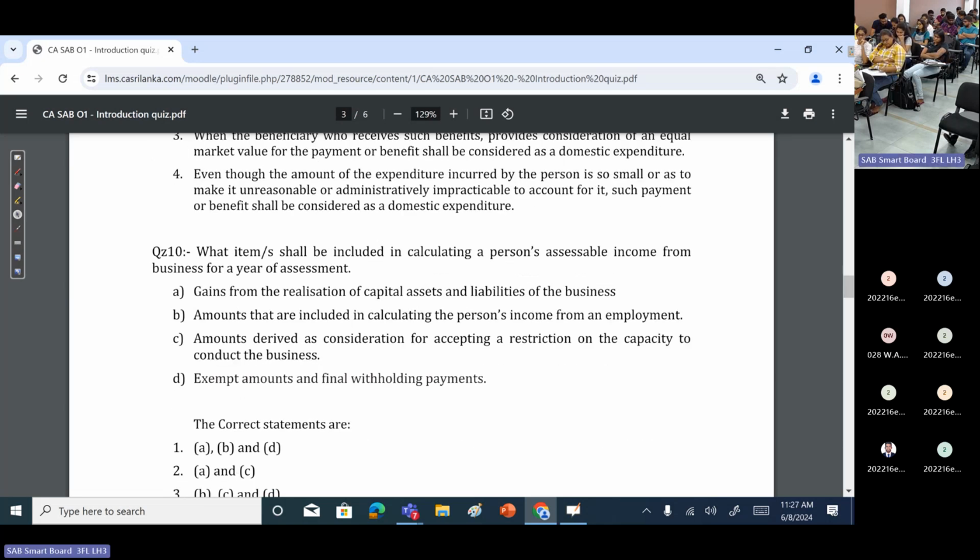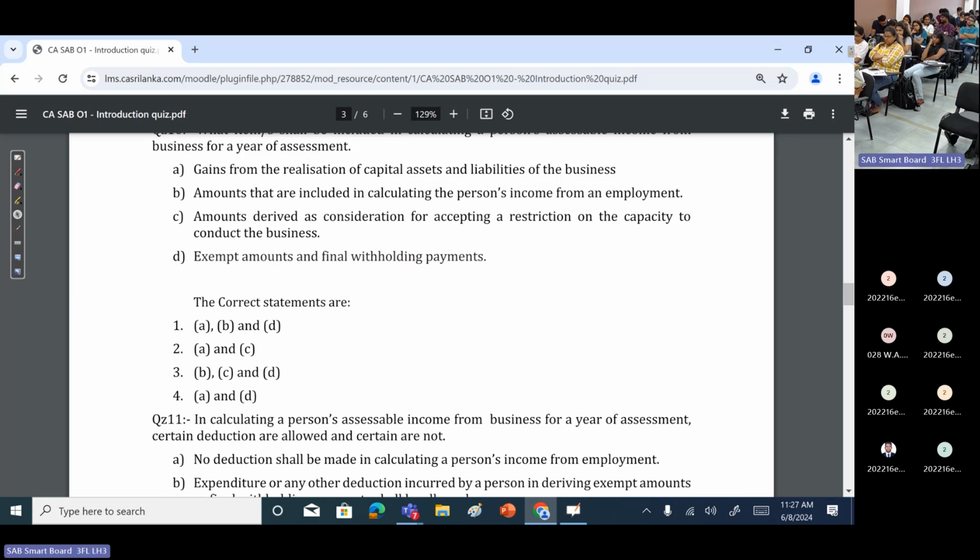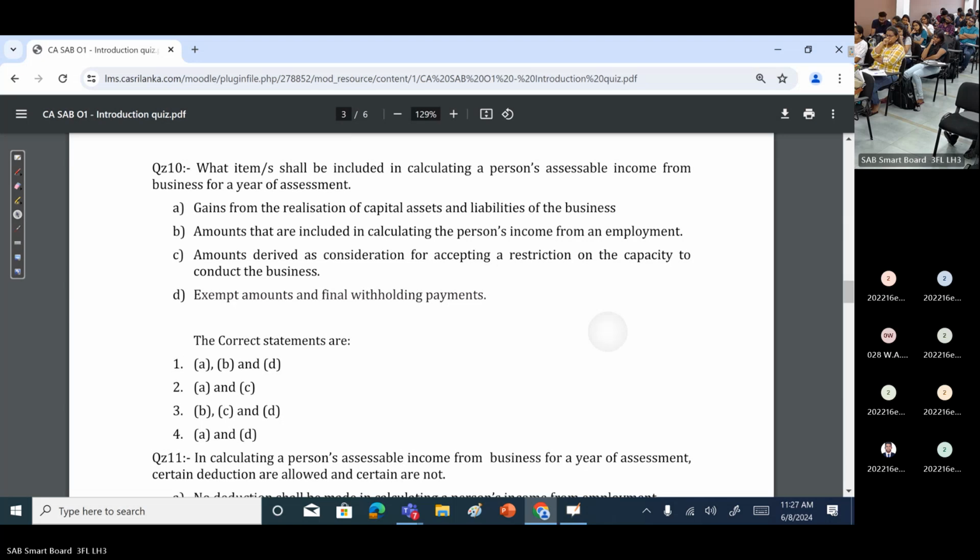Then question number 10: what items shall be included in calculating a person's taxable income from business for a year of employment? A, gain from the realization of capital assets and liabilities of the business. B, amounts that are included in calculating personal income from an employment. C, amounts derived as consideration for accepting restriction of the capacity of conducting business. D, exempt amount and final withholding payment. What is the correct one? A, B, C, A, B, and D.